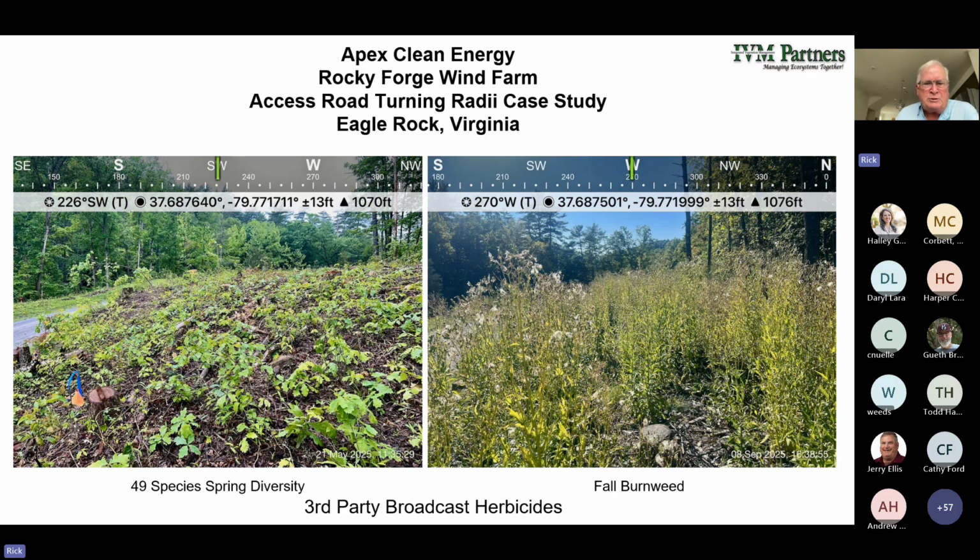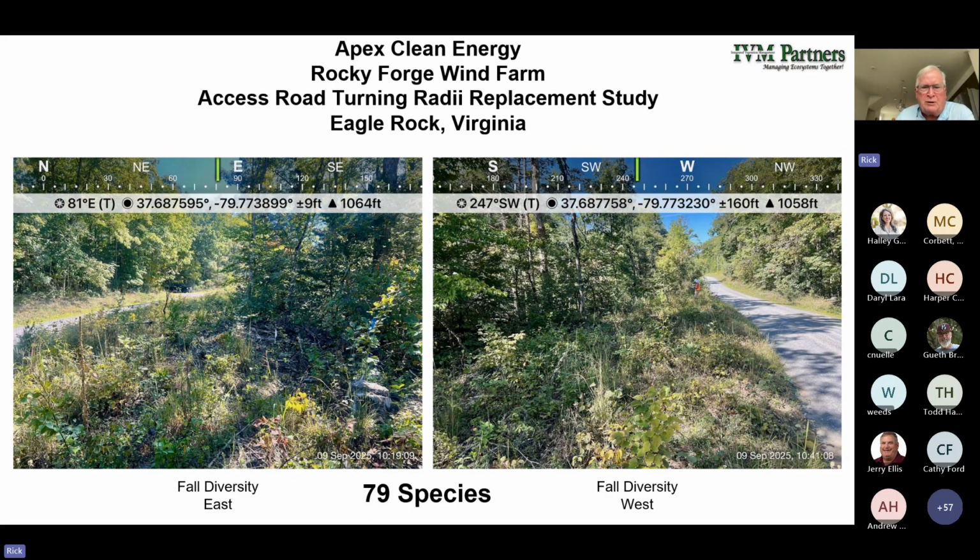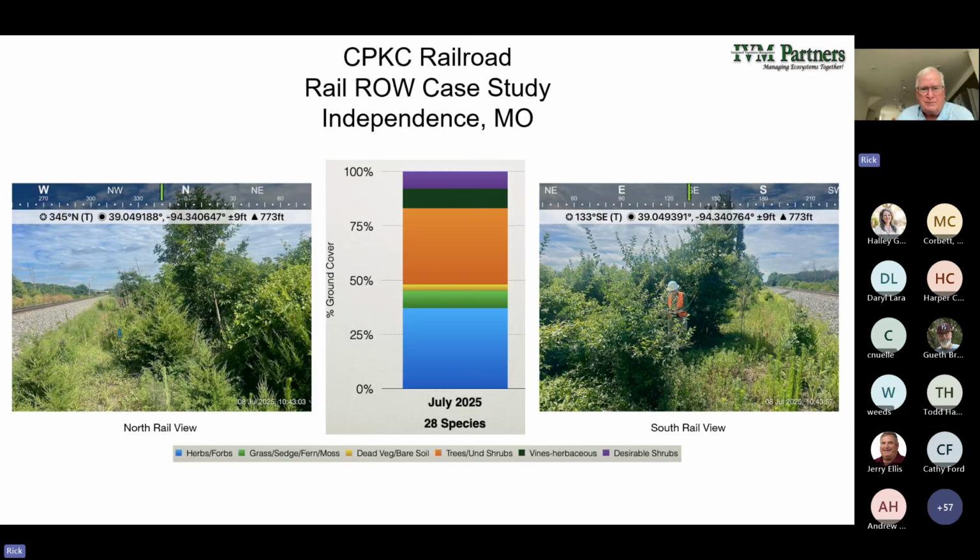American burnweed comes in after a fire or a broadcast herbicide treatment that takes out everything. So somebody else did the treatment because it wasn't Apex or their contractor. So we're only assuming it was probably the county roads who sprayed it. So we're going to compare that against another site farther down. We went ahead and documented that because nobody had sprayed it, and there's 79 species. So we'll see what comes in 2026.